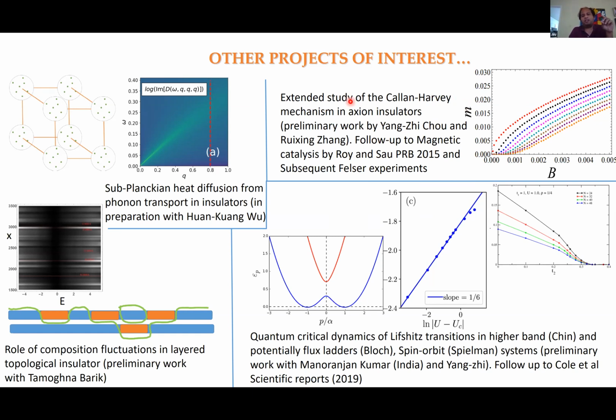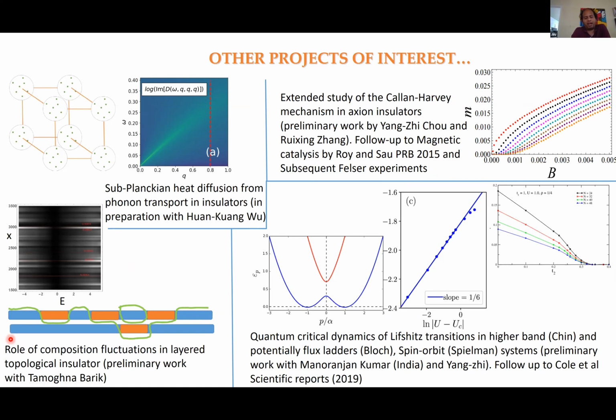And that's what we called an axion insulator. And it seems that Claudia Felser's experiments are seeing something along those lines. So inspired by that, I've been trying to continue along those lines with Yang Zi and Risheng, and I'm happy to chat more.